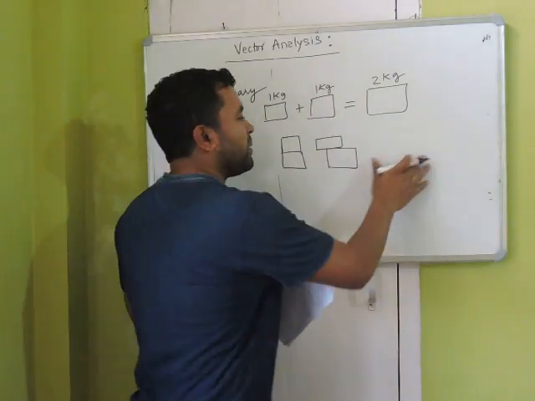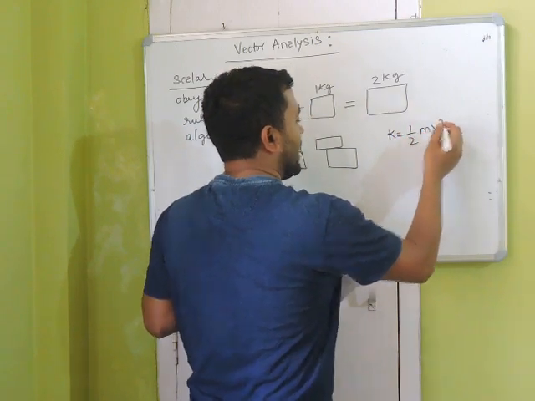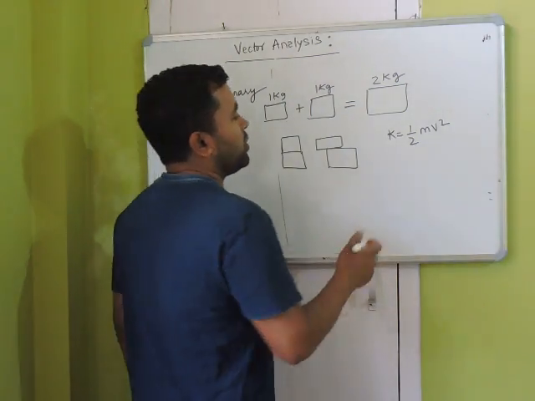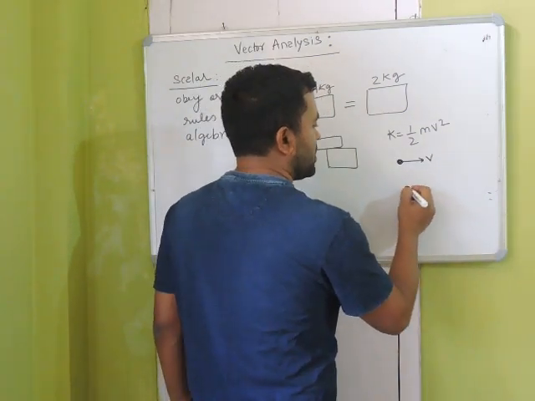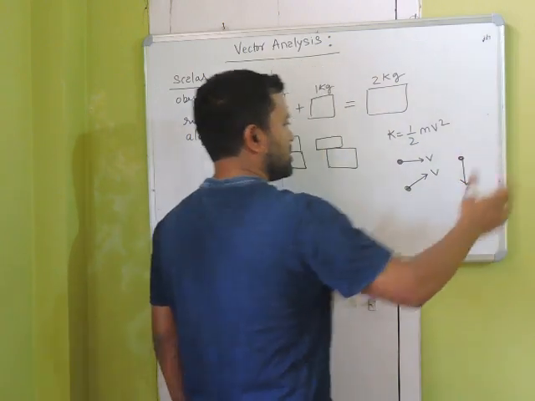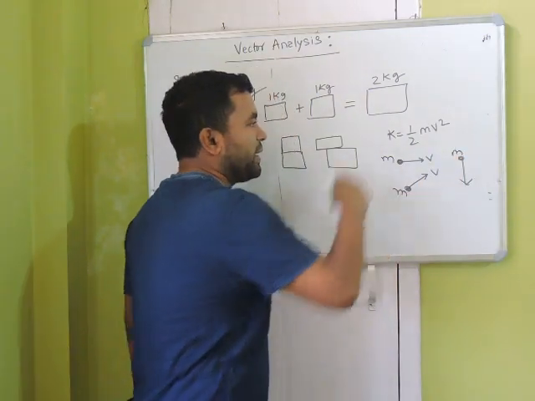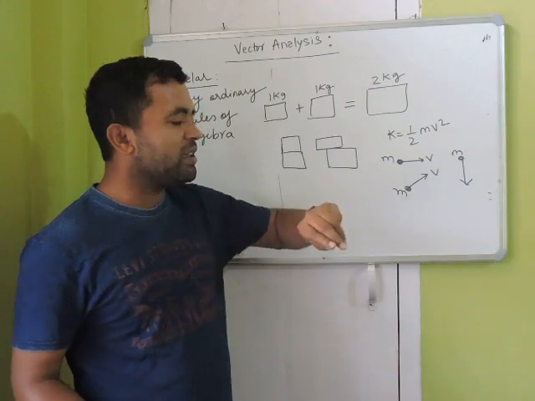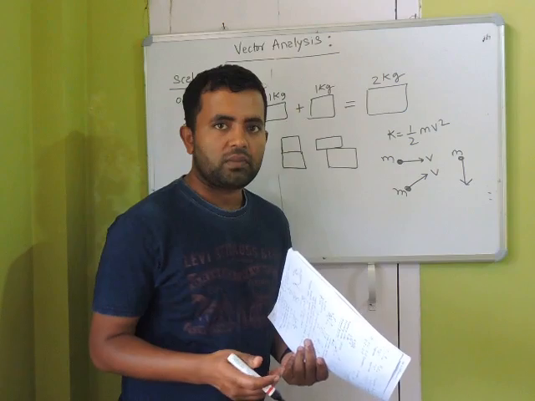Let us take one more example. Kinetic energy of a particle is half mv square. Kinetic energy is a scalar quantity. It does not depend on direction. So if a ball is moving in this direction with speed v, or in this direction with speed v, or in this direction and so on, in each case, suppose the mass of the ball is m, its kinetic energy will be half mv square. Nothing will change. Energy is a scalar quantity and does not depend on direction, right?